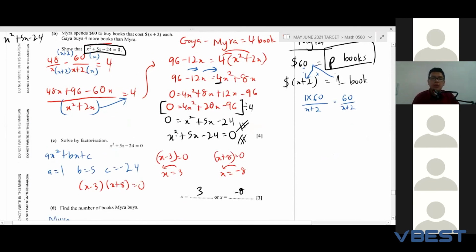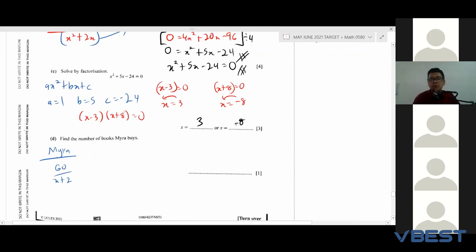Okay, so can it be x equal? There are two possibilities of x. Can it be x negative 8? No, later you get negative value. Can you get negative number of books? You go to the bookstore, kakak saya nak negative 5 buku. No, you cannot. So this one is going to be 60 over 3 plus 2. So 60 over 5. What is this supposed to be? You guys can check that with a calculator if you hesitate to do it in your mind. Sometimes I also hesitate to do it in my mind. So just to be safe, the answer is going to be 12.